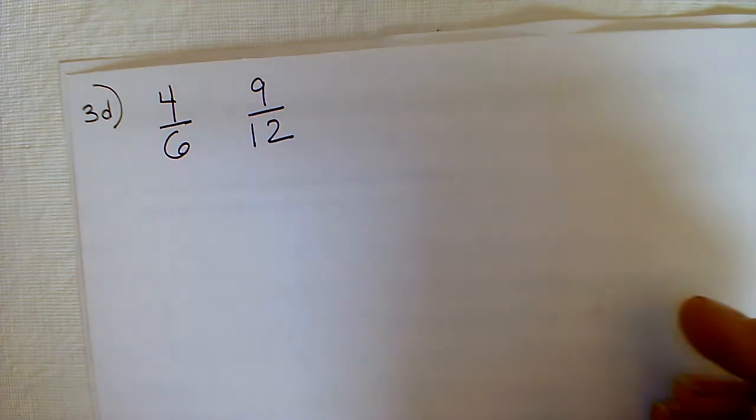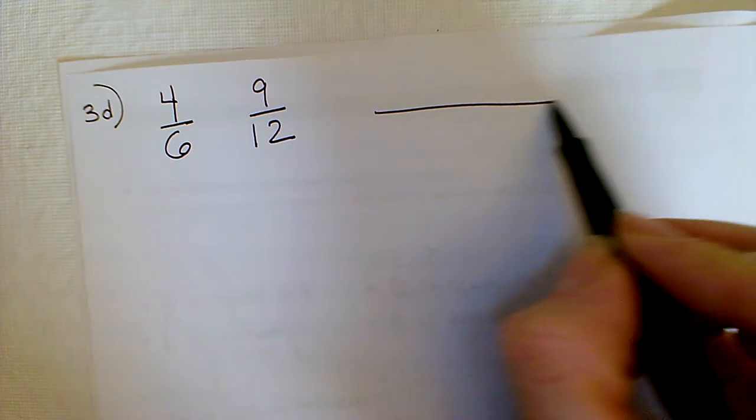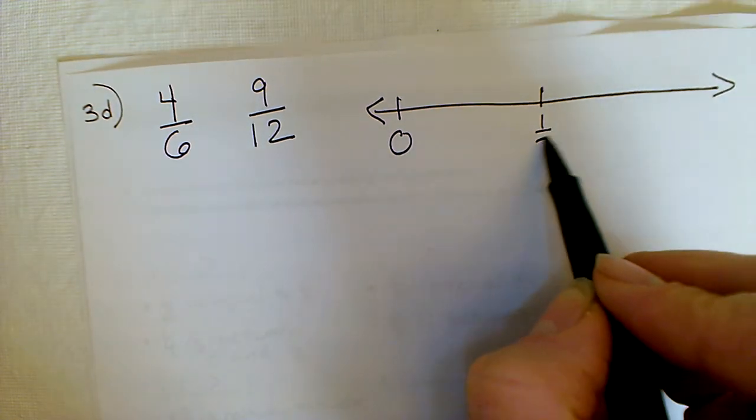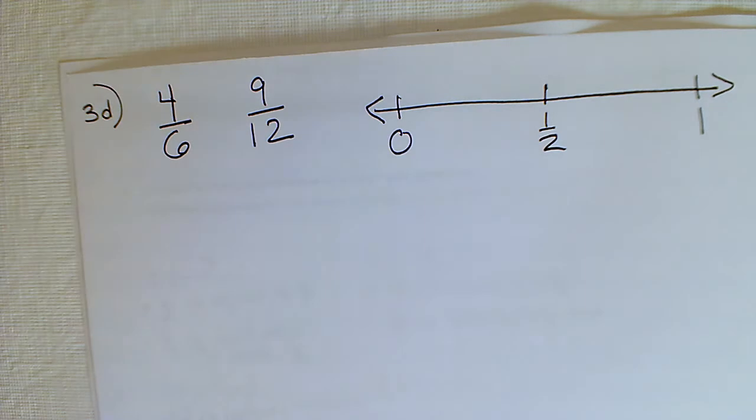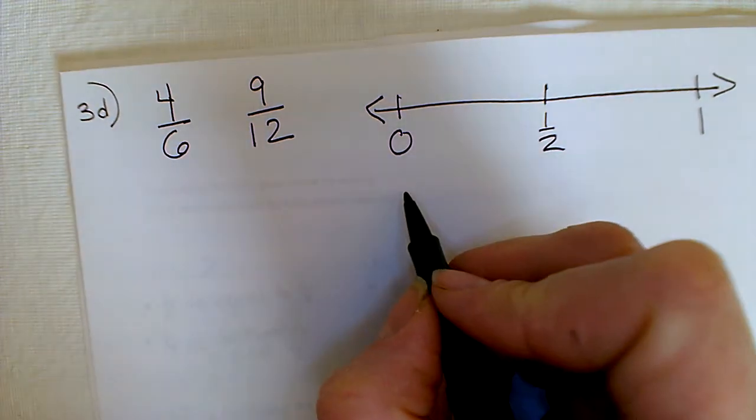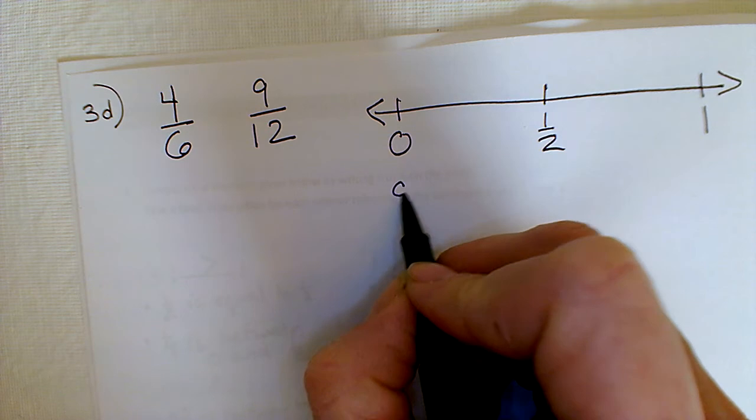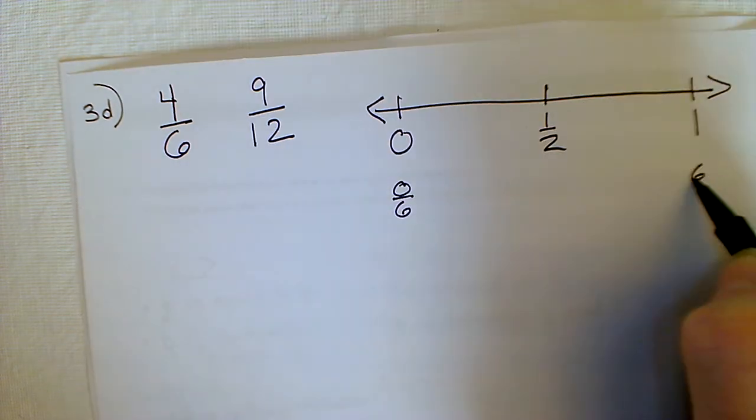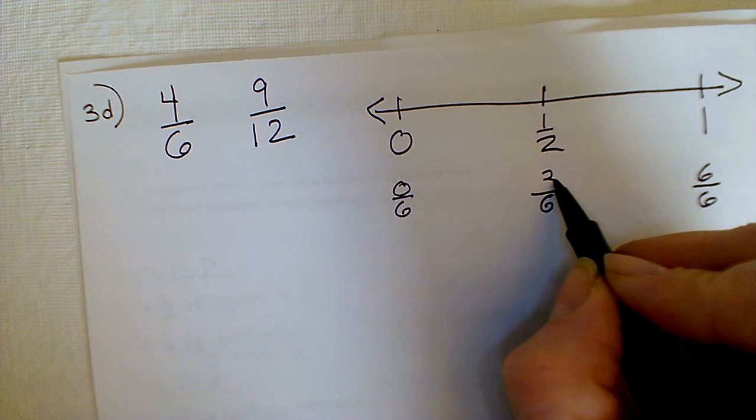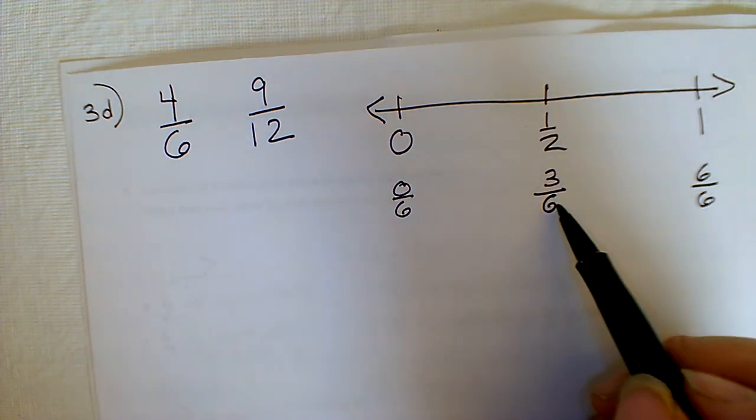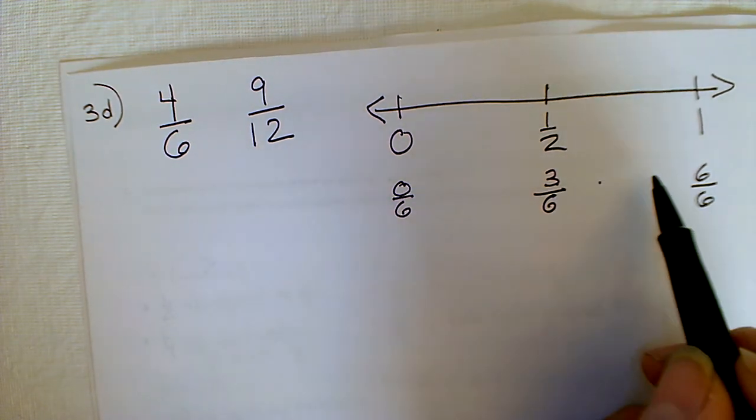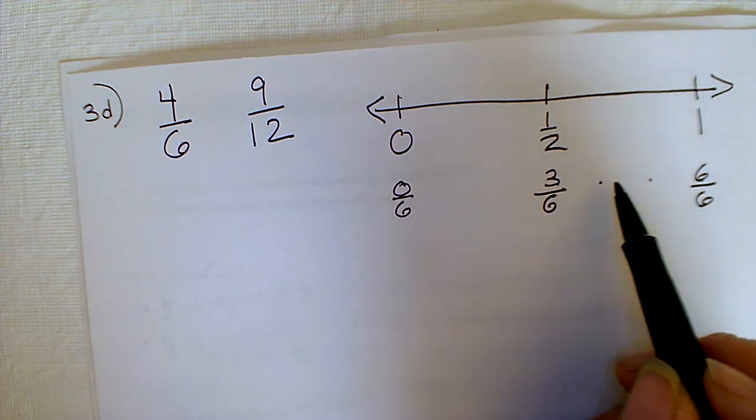So if I'm looking at 4/6 and 9/12, again, I'm going to do a quick sketch. I'm going to put in my benchmarks to explain this to you guys a little better. So let's take a look at 4/6. Let me jot in what my benchmarks would be for 4/6 in sixths. So I'm going to make 0/6. I have 6/6 because that's equal to 1. And then half of 6 is 3. So if half of 6 is 3, now I know that I'd have 3/6, 4/6, 5/6, 6/6.